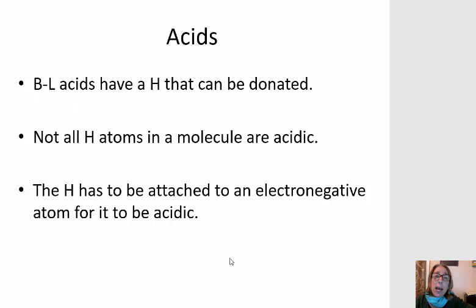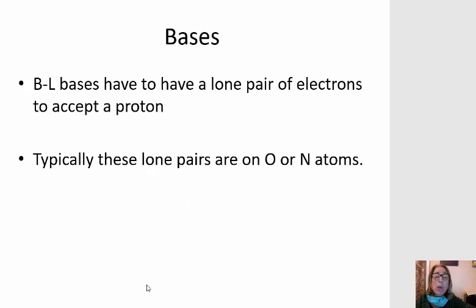So Bronsted-Lowry acids always have a hydrogen that can be donated as an H+. Not every hydrogen atom in a molecule is acidic. A hydrogen has to be attached or bonded to an electronegative atom for it to be acidic, and usually that electronegative atom is an oxygen.